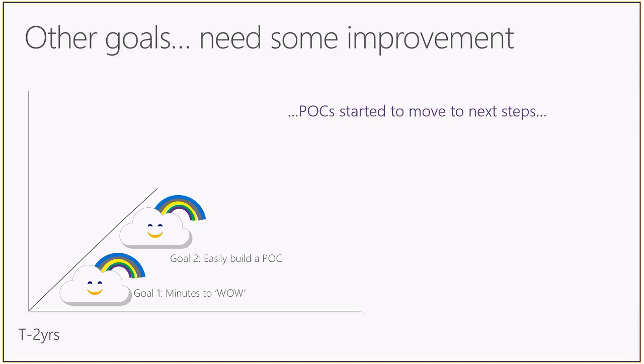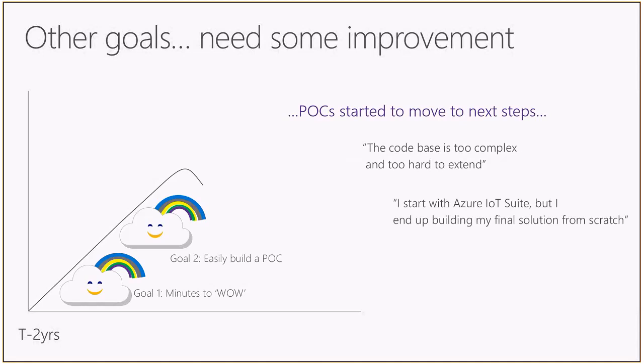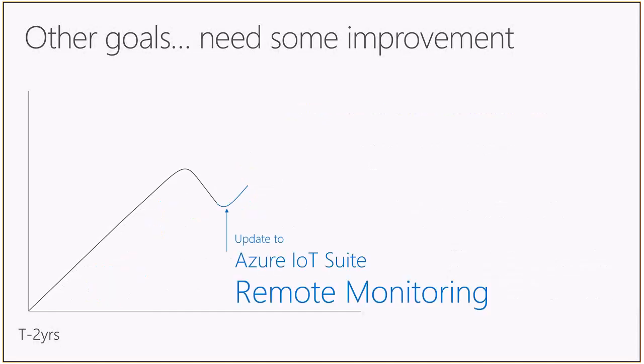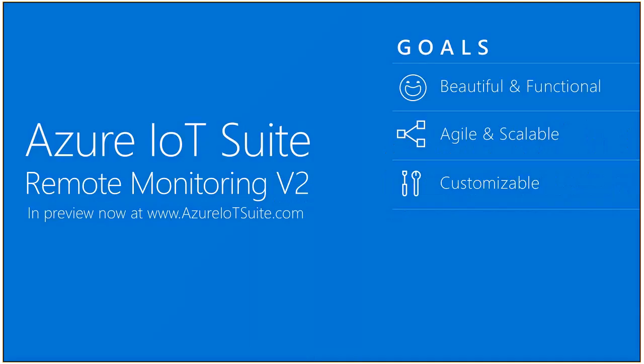But then as we went through the process of extending the solution, there were some challenges as far as building them. We got some feedback that the code base is too complex, it's too hard to extend, etc. So we took that feedback and we built out a version 2 of it. We updated the remote monitoring solution. If you go to the IoT suite, you'll see a version 2 along with the previous version.